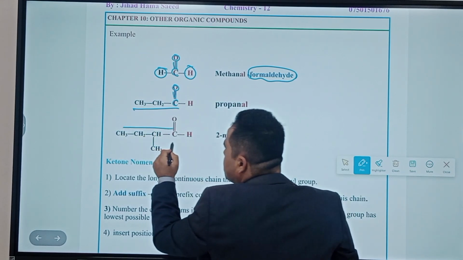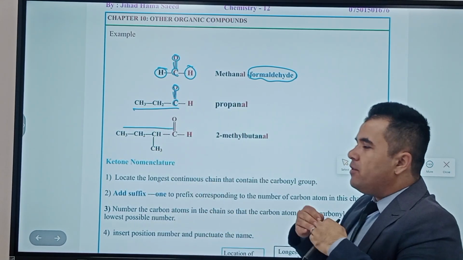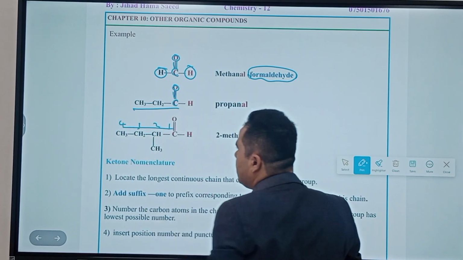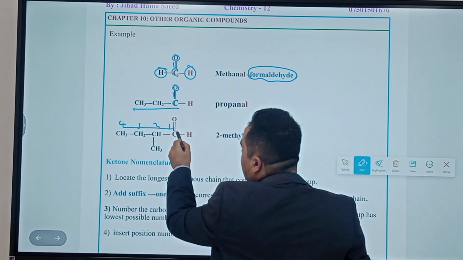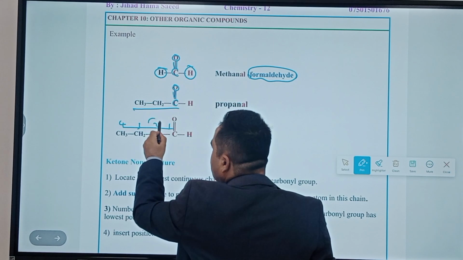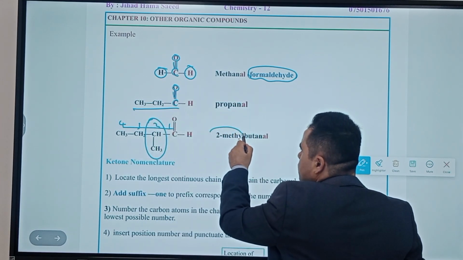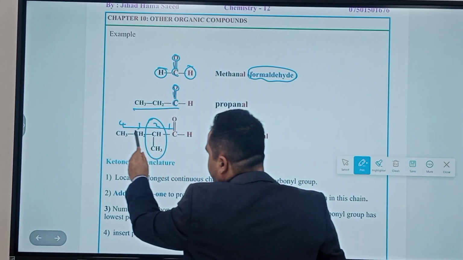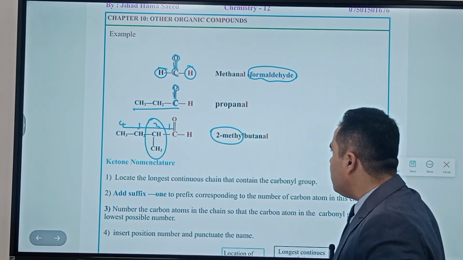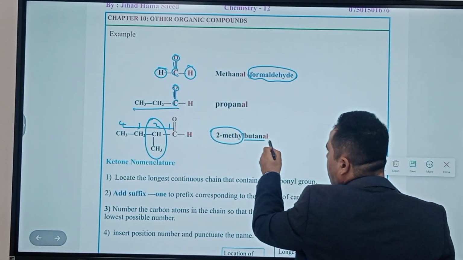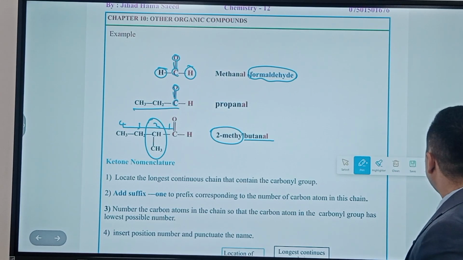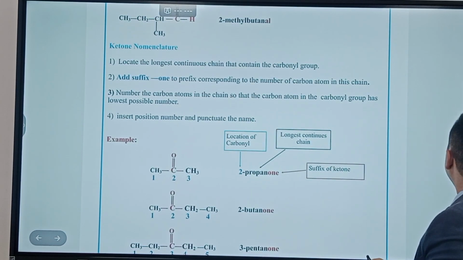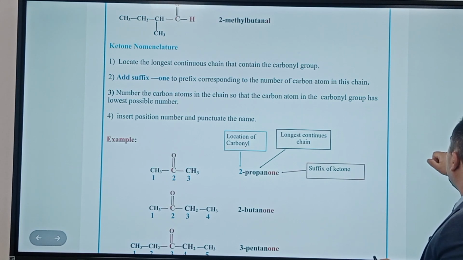If we have branches, the same, we name the branch and then the parent. 1, 2, 3, 4. The numbering starts from the carbonyl group here. On the second carbon we have a methyl. So it's 2-methyl, and 4 refers to the butanal, 2-methylbutanal. That's some of the examples and the naming of the aldehydes.